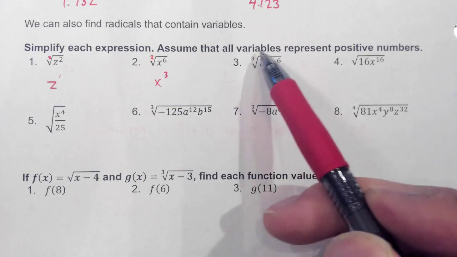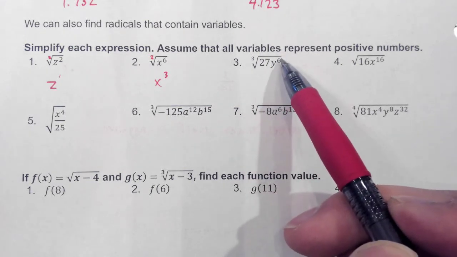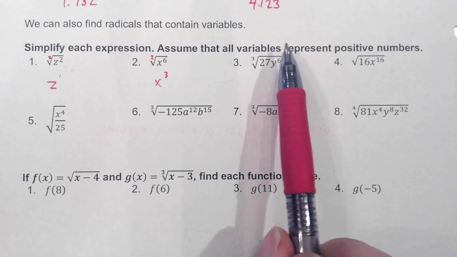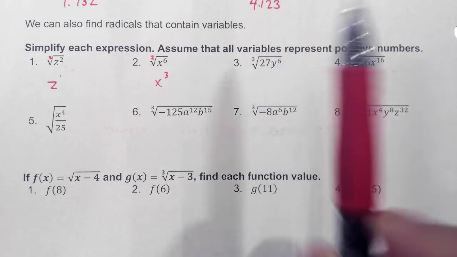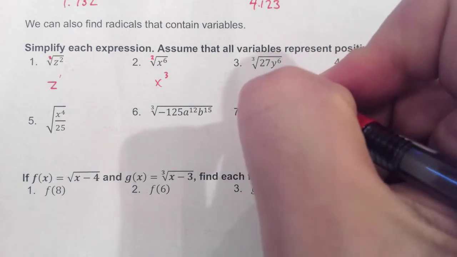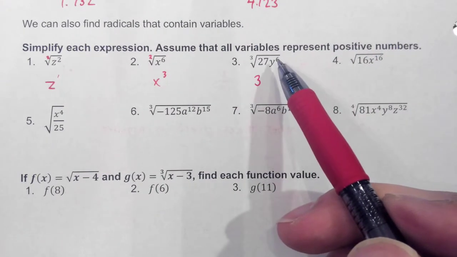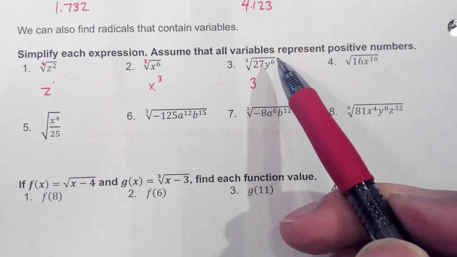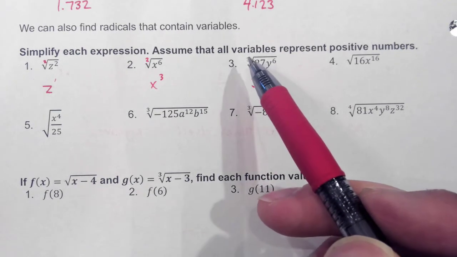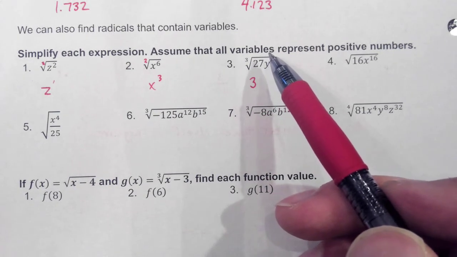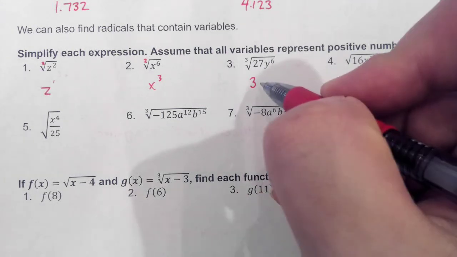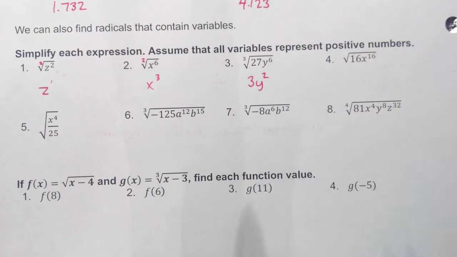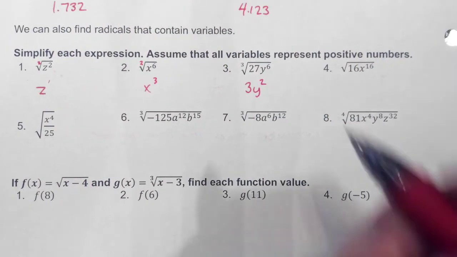This one is the cube root of 27y to the 6th. You want to do this piece by piece. First, do the cube root of 27. What's the cube root of 27? We know that one. It's 3. And then take the exponent. For the variables, you divide the exponent by the index. So 6 divided by 3 is 2. So it's going to be 3y squared.